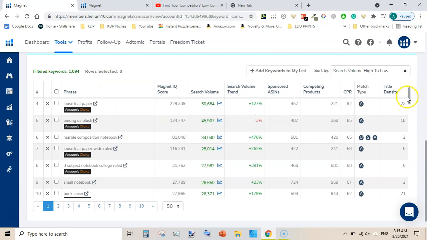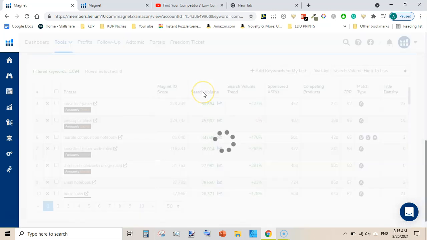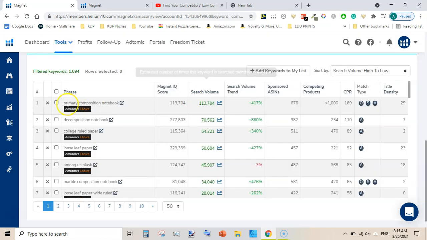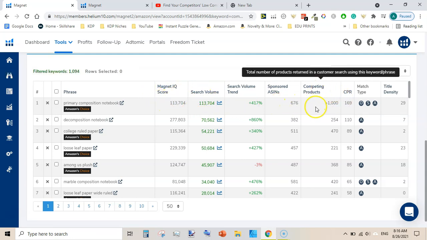Okay, you can see here if we sort it by search volume descending order, the first one is a very common keyword, primary composition notebook, and it has over 1000 competing products and search volume is huge. That's why Magnet IQ score is very huge. Magnet IQ score is the search volume as compared to competing products.